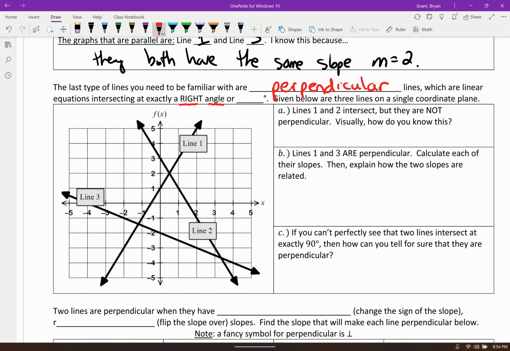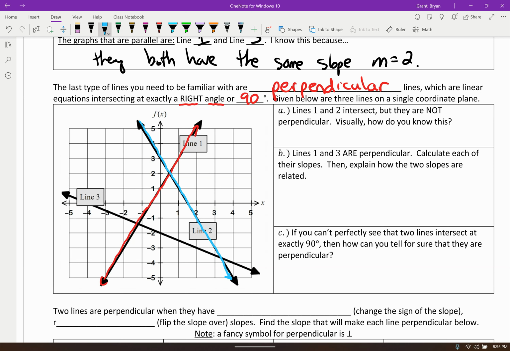Do you remember middle school? How many degrees are in a right angle? Yeah, 90 degrees. So let's go ahead and look at A. A says lines 1 and 2 intersect, but they are not perpendicular. So maybe I can add some color to this. Here's line 1, right? Here is line 2. And so what they're telling us is that these intersect, but they're not perpendicular.